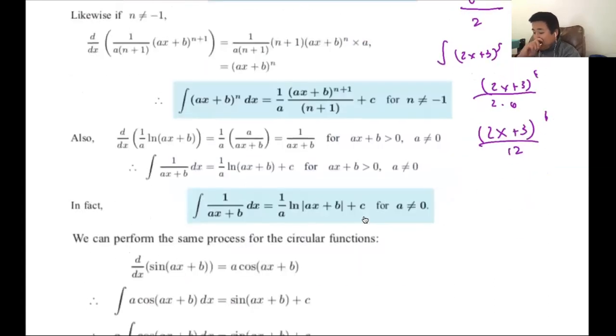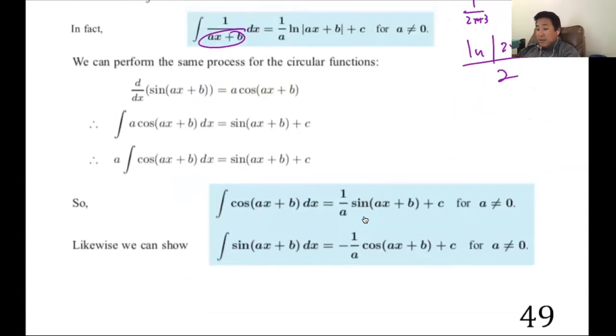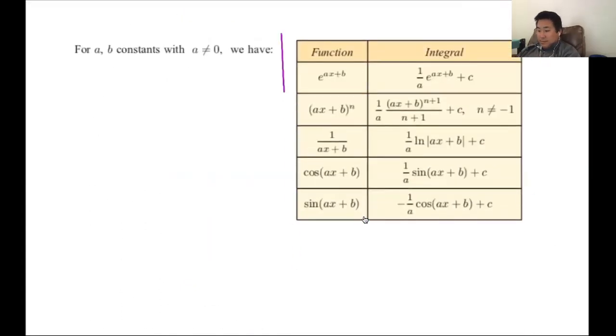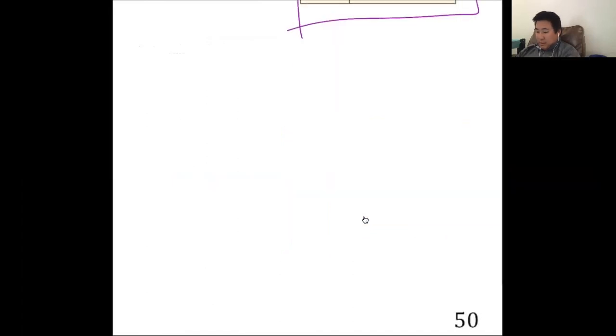Same thing with absolute value. The same absolute value goes on the inside. So 1 over 2x plus 3, ln absolute value of 2x plus 3 divided by the derivative of the inside. Same thing with cosine, sine, and cosine. You just divide it by the derivative of the inside. In this case, the derivative of the inside is just going to be a single number. So, here are your rules.